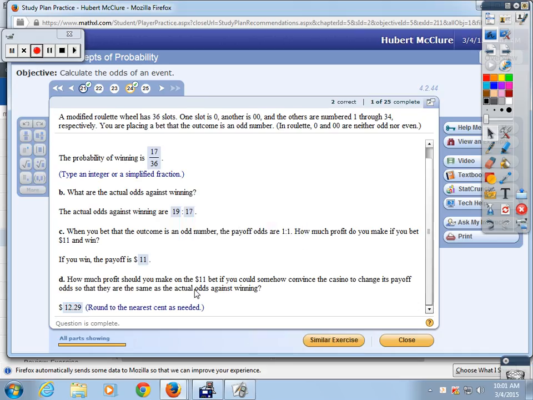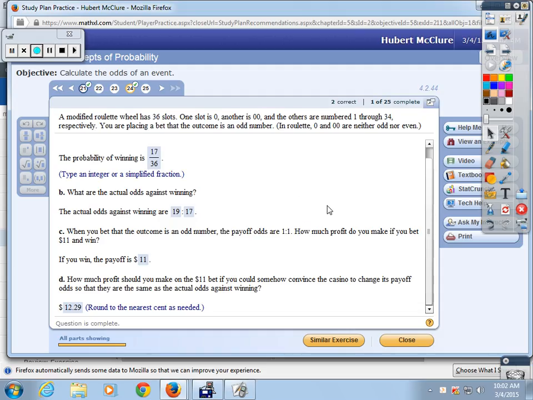Now read the question. It says, how much profit would you make? Well, profit would be what? $1.29? That would be the profit. So I don't agree with this question, because if you were answering the question, you would answer $1.29. But just remember, don't miss this because of the wording. The wording is wrong. It should be how much of a payoff would be made on an $11 bet if the casino used these odds.